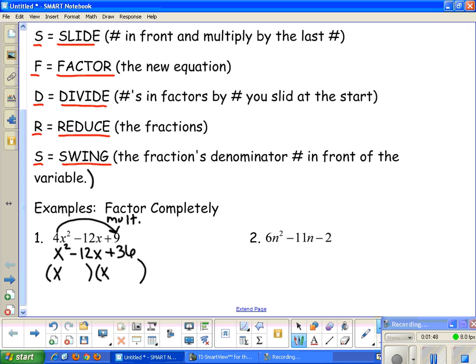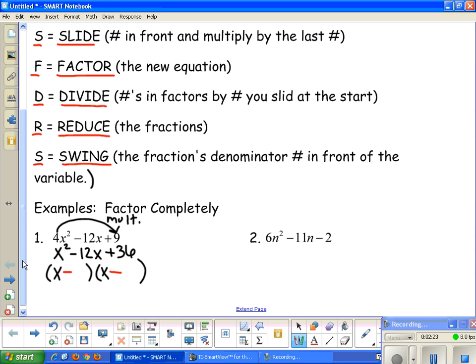Now I have to figure out my signs, and we've already talked about how to figure out what your signs are. So in this case, are my signs going to be both positive, both negative, or opposite? Since my last term has a positive sign and my middle term is negative, both my signs here and here need to be negative, because a negative number times a negative number gives you a positive last number, but the middle number is going to add up to a negative number when you add those two terms together. So now I need to figure out what are factors of 36 that add up to negative 12.